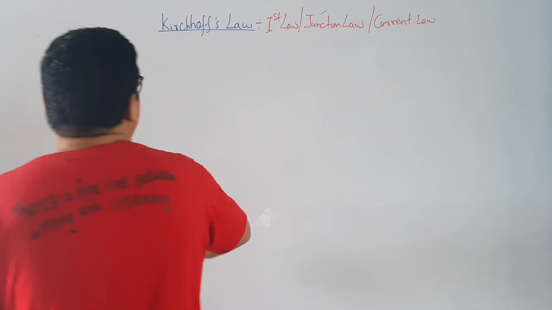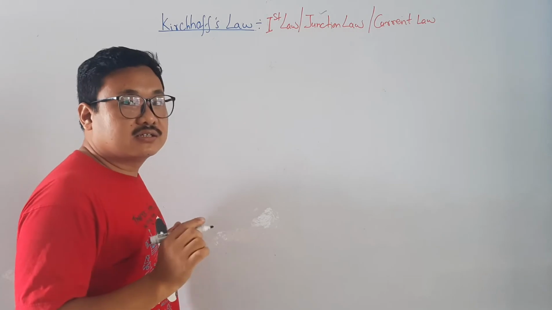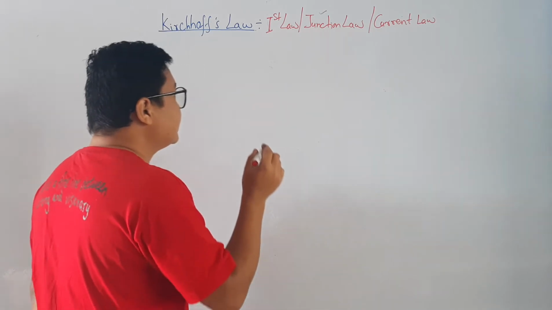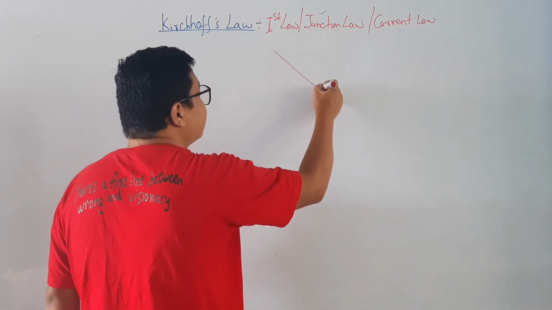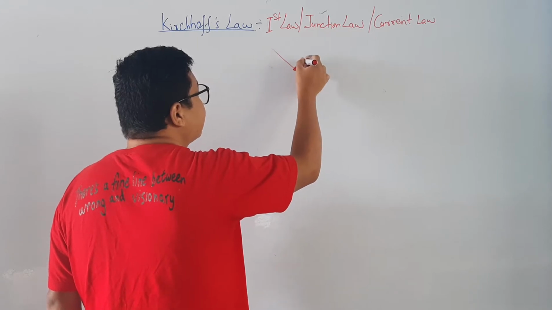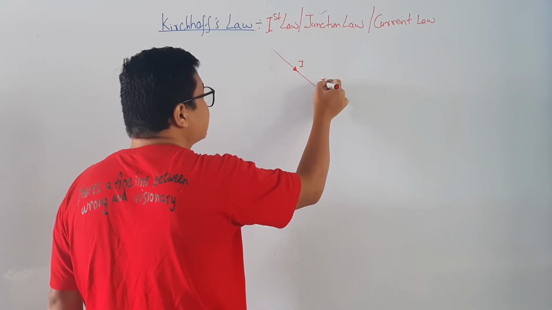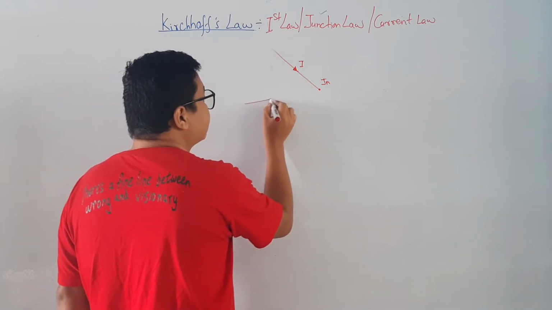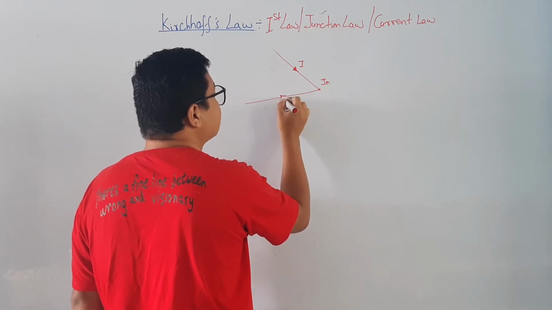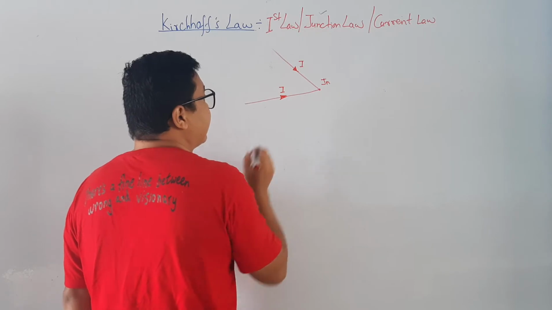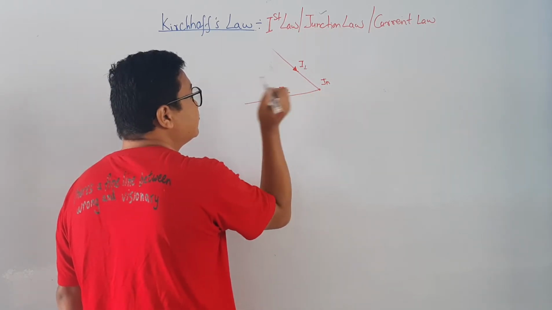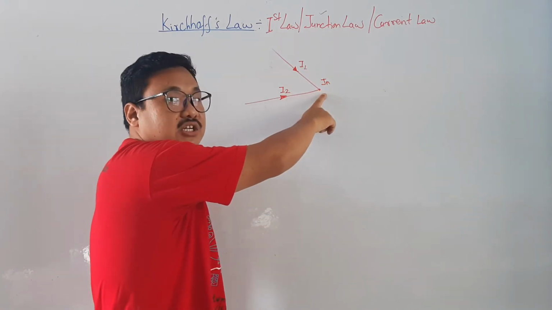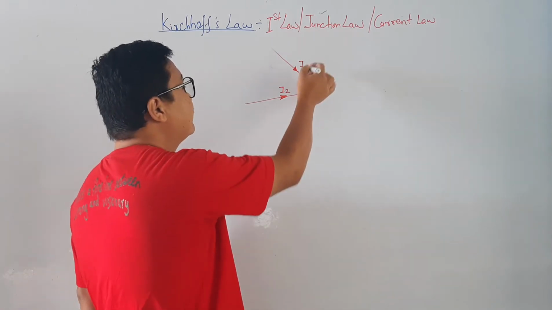So first of all, before going to the statement, let us find out what Kirchhoff's law is with an example. Let us consider a wire. In this wire, the current is coming at this point, which is my junction. Another wire is also heading towards the same junction. Let this current be I1 and let this be I2. How many currents are coming at this junction? Two currents, I1 plus I2.